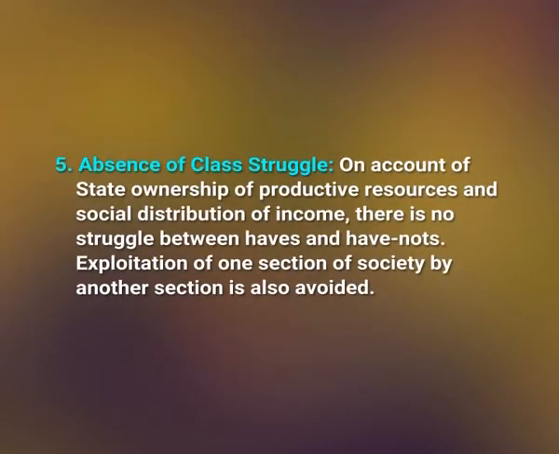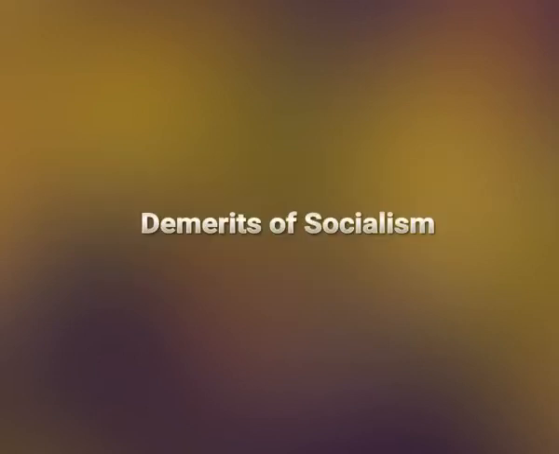Next is absence of class struggle. On account of state ownership of productive resources and social distribution of income, there is no struggle between haves and have-nots. Exploitation of one section of society by another section is also avoided. Now we will see demerits of socialism. A socialist economy suffers from certain limitations which are as follows.